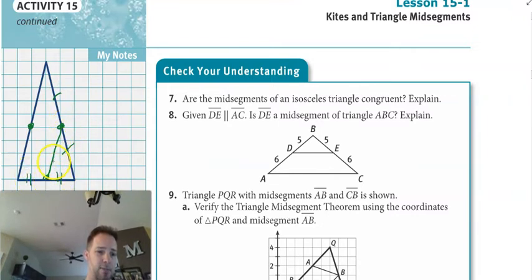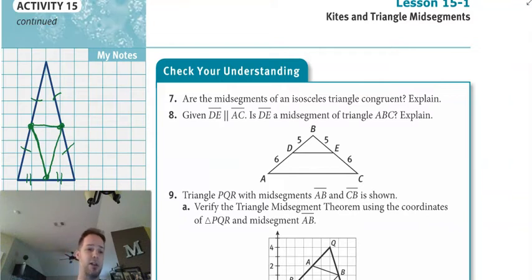That is a midsegment I just drew. If I connect these two midpoints, that is a midsegment. And if I connect these two midpoints, that is a midsegment. So there's three different midsegments on this isosceles triangle. Are the midsegments of an isosceles triangle congruent?